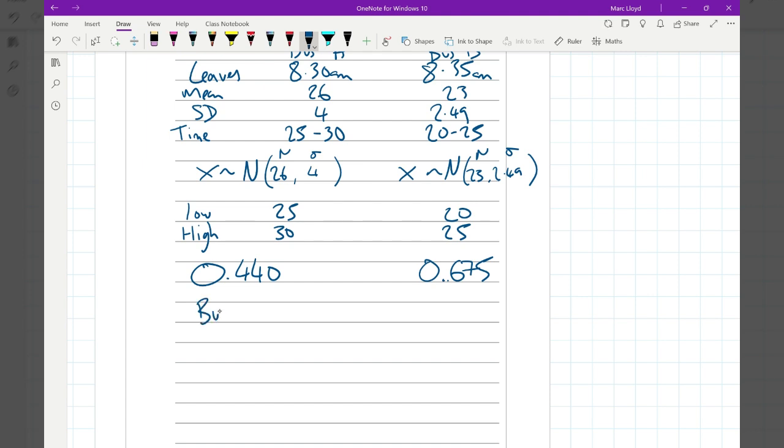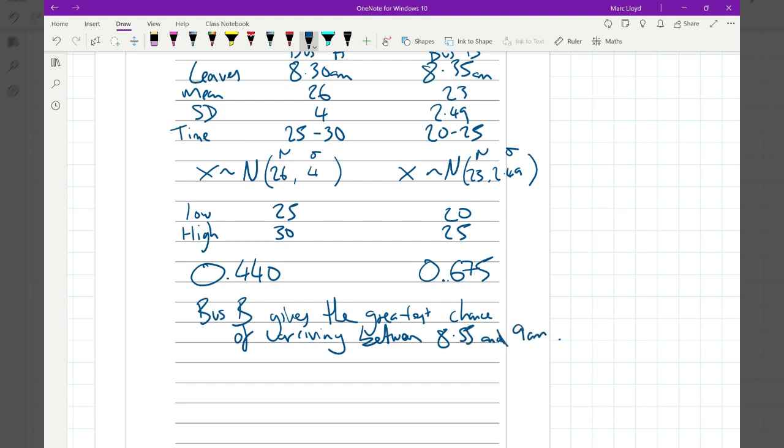And that means bus B gives the greatest chance of arriving between 8:55 and 9 a.m. Useless, really. It's only just above half, which isn't great.